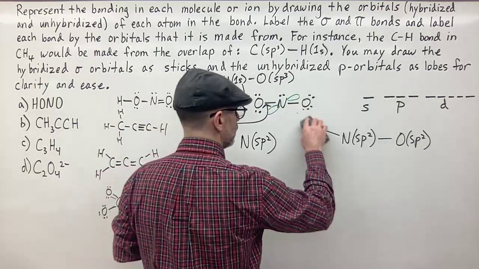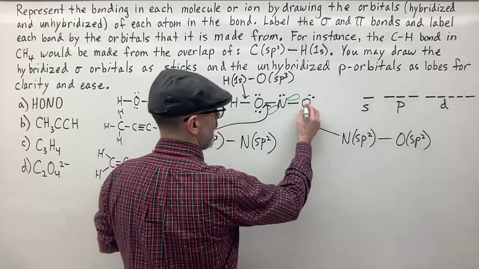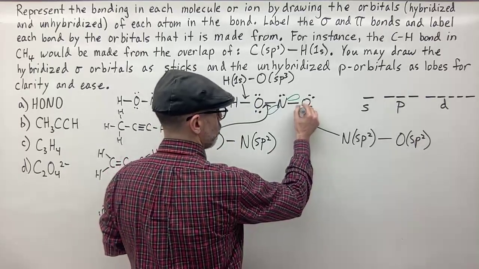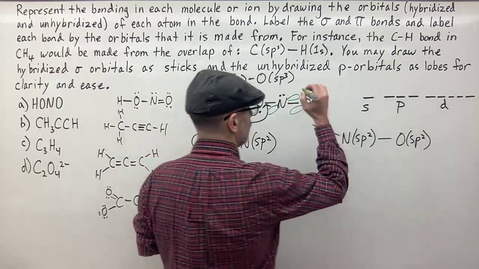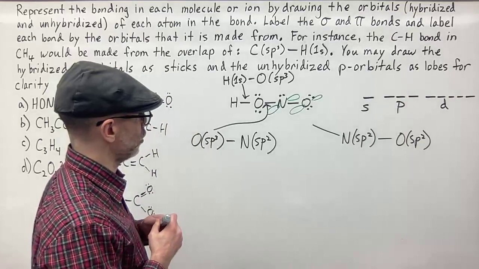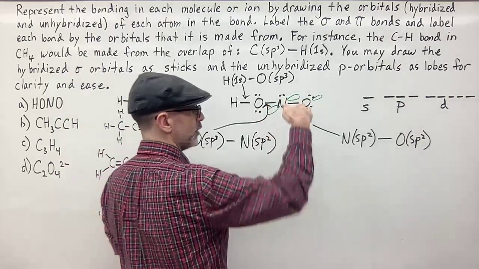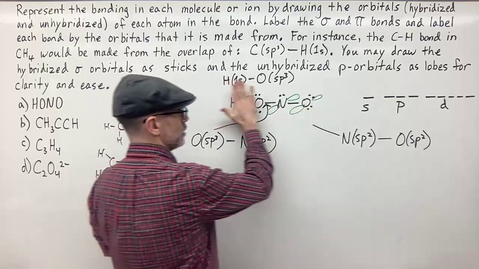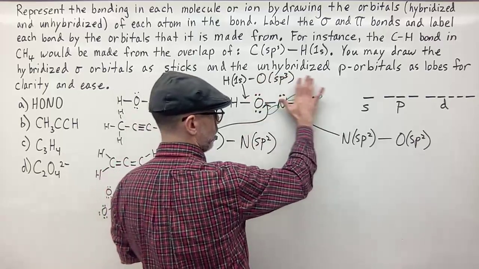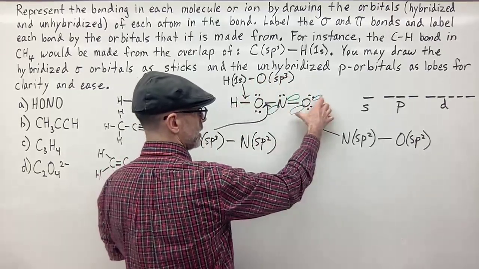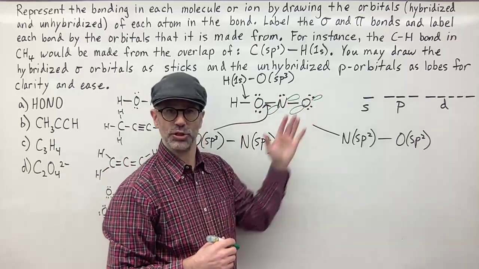Let me get this out of the way so I can draw a better picture. And then here, the oxygen, it's going to have an unhybridized p orbital coming out of the board, and then it's going to go into the board like so. And so this is kind of perpendicular to the plane. And here's the plane of the board. Here's the plane of the molecule here. So again, we're assuming all this is in the plane. And these unhybridized p orbitals are coming out perpendicular to the board.